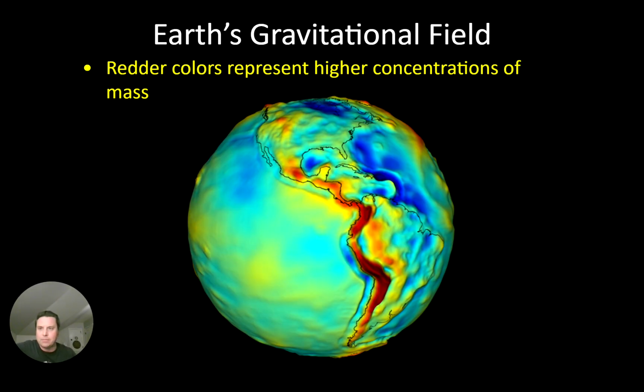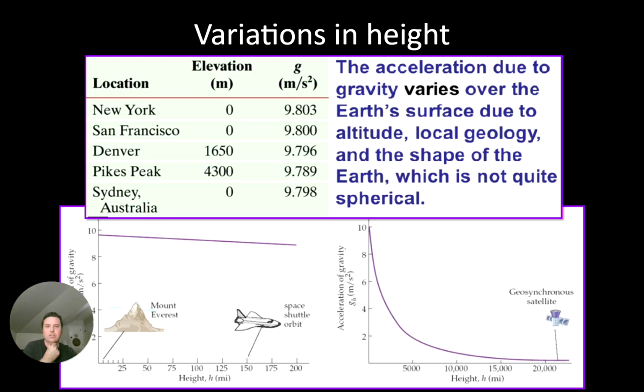This is a satellite image of the variations in our gravity, and you can see where it's redder, it's higher concentrations of gravity, and this is the Andes, right? Mountain range, stone, heavy, just rock. It's going to be heavier. There's more land mass there to get a higher gravitational field. It also varies by elevation.